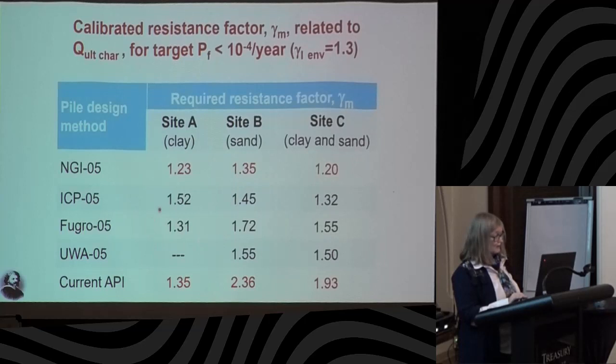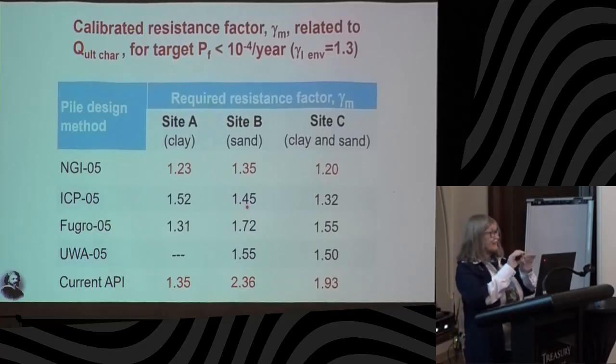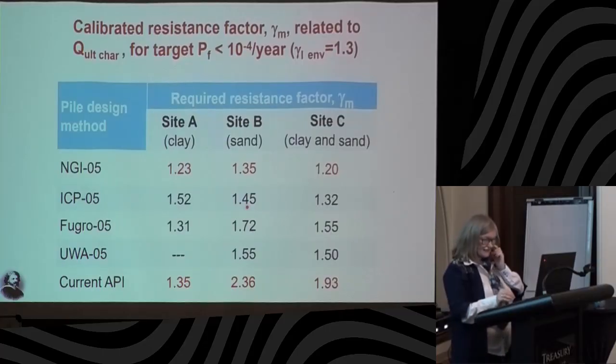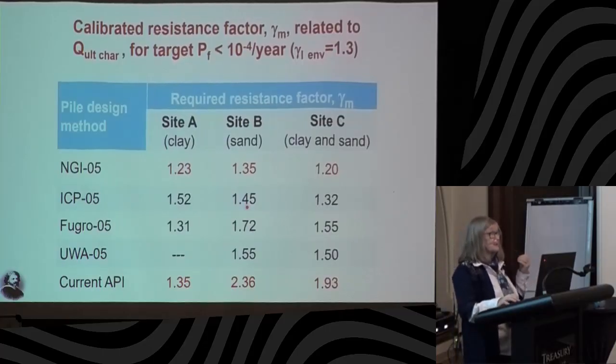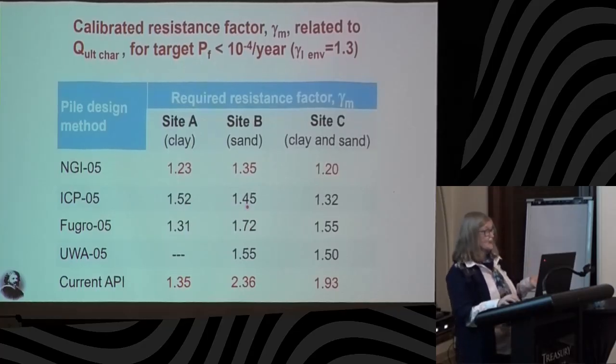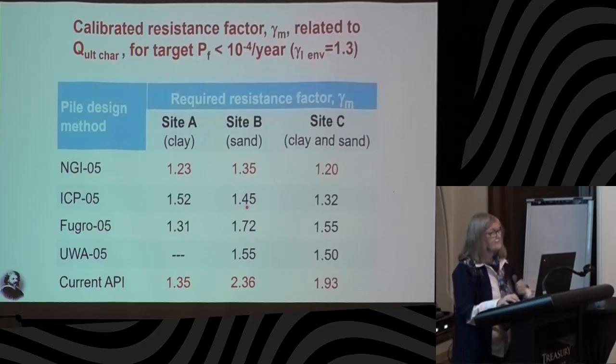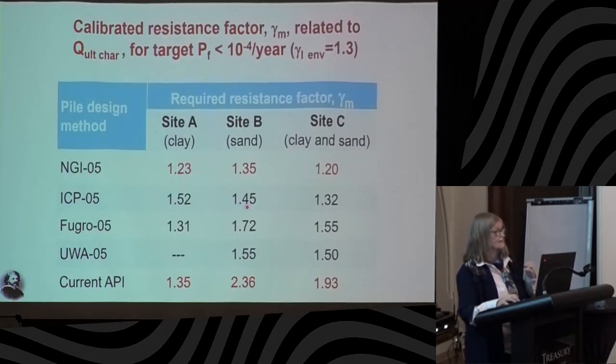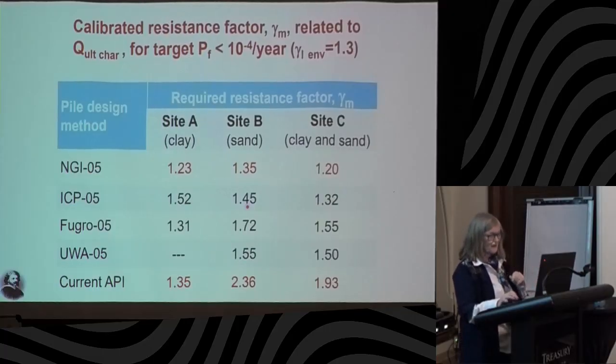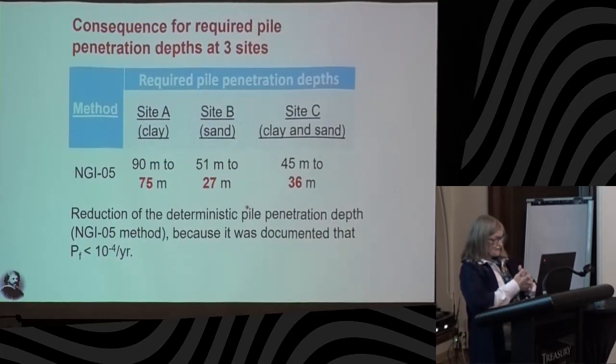And for example, the Imperial College, 1.52, 1.45, 1.32. But you see that they vary, they don't move consistently in a different direction. But the conclusion: the Monte Carlo allowed us to design the pile as a function of the target of 10 to the minus 4 per year as failure probability, rather than using a constant safety factor. And the result was as this.